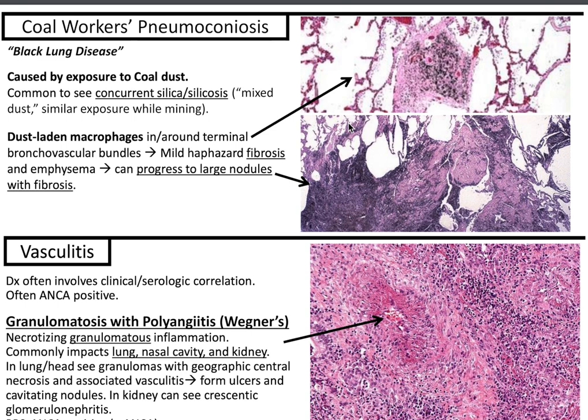Coal workers' pneumoconiosis, aka black lung disease, is caused by exposure to coal dust, and it's common to see concurrent silicosis, quote, mixed dust, because there's similar exposure while mining. Histologically, you'll see dust-laden macrophages in and around terminal bronchovascular bundles, and there will be mild haphazard fibrosis and emphysema that can progress to large nodules with fibrosis, as you can see here.